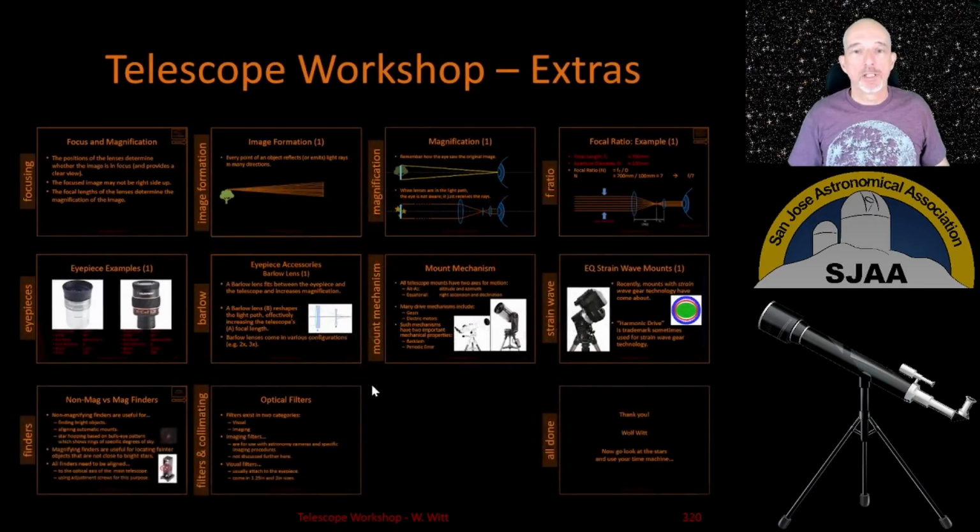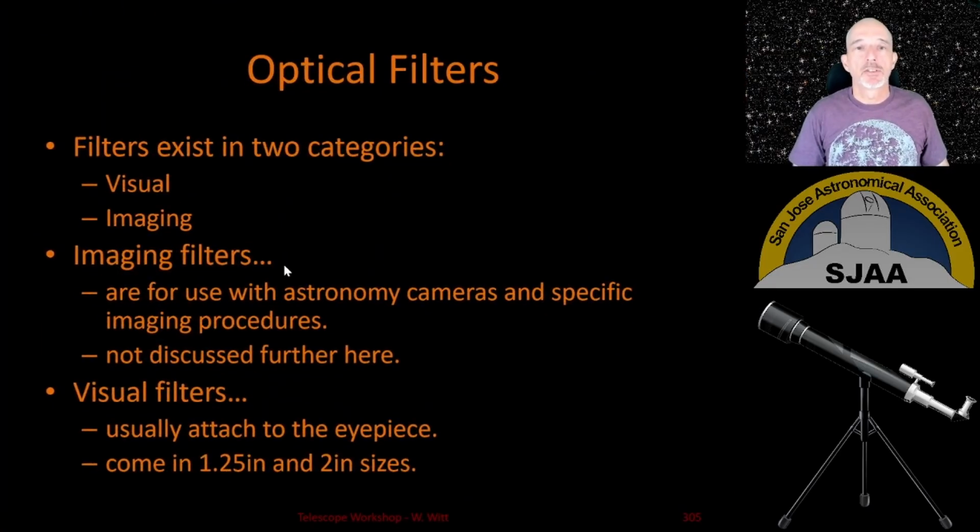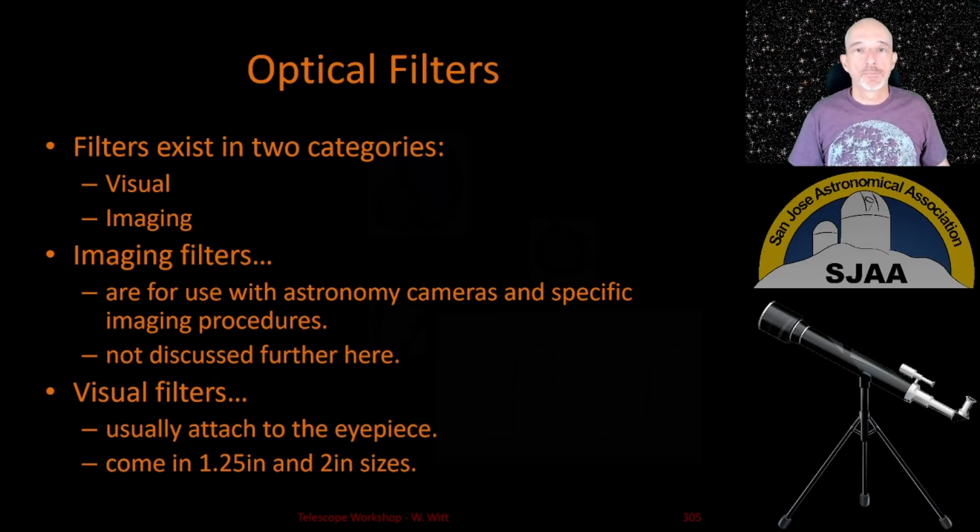Okay, and with that, we will close this out by quickly visiting optical filters and collimating tools. Optical filters exist in two categories, visual and imaging. Imaging filters are for use with astronomy cameras and specific imaging procedures, and we're not going to talk about them here because it's beyond the scope of this presentation. But visual filters are interesting to us today. They generally attach to the eyepiece. You screw them into the barrel at the bottom, and they come in 1.25 and 2-inch sizes to match the 1 1/4 and 2-inch barrels of eyepieces.